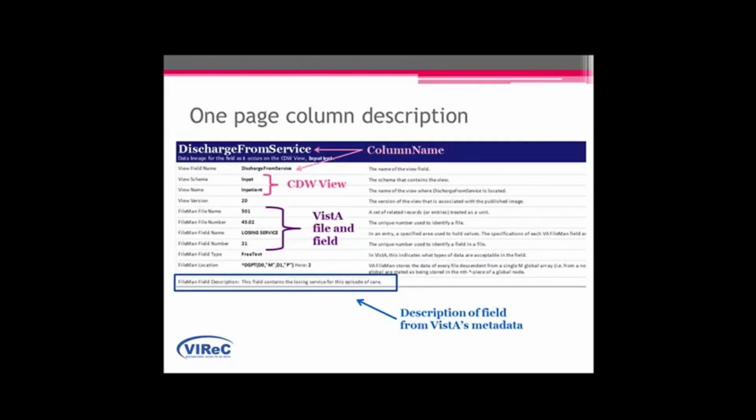At the very top, you see the column name. Right underneath that, you see the CDW view that it's from, impact inpatient. Beneath that, you will see the view version right in the middle, and then the Vista file and field after that. So it's telling me this is the 20th version of this view, and it's coming from Vista file number 501, name 501, number 4502, and then the field that corresponds to discharge from service is called losing service in Vista, and it has a number of 21. So it's sort of telling you where it came from in that source. And then finally, at the bottom, you'll see a description of what this field means.